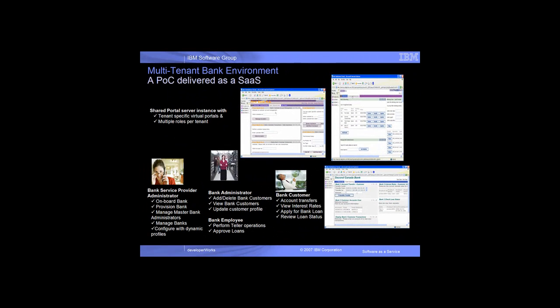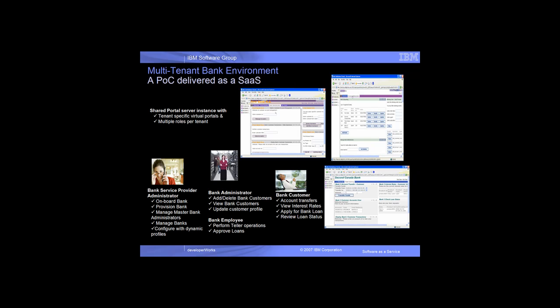In order to demonstrate how to address the multi-tenancy technical challenge, we have constructed a fictitious multi-tenant banking application. This banking application provides different virtual portals for different banks on a single instance of WebSphere Portal Server. Each virtual portal is configured with its own look and feel elements to provide unique branding for each bank, which is a critical requirement of a multi-tenant application.